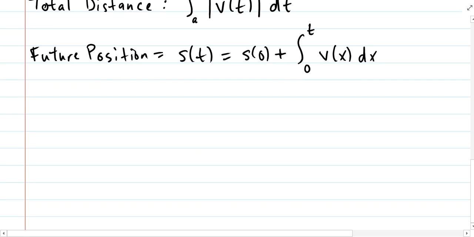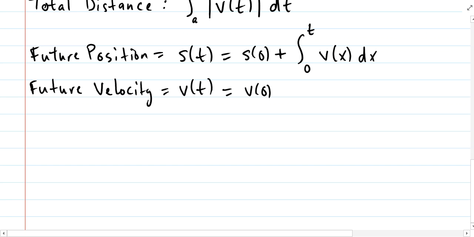And then there's a future velocity, so that's v of t. The equation describing the velocity is the initial velocity plus the net change in velocity, which is described by the rate of change of velocity, which is acceleration. So we're going to get from 0 to t of the acceleration with respect to x, dx. And all you do is just change the variable to x.